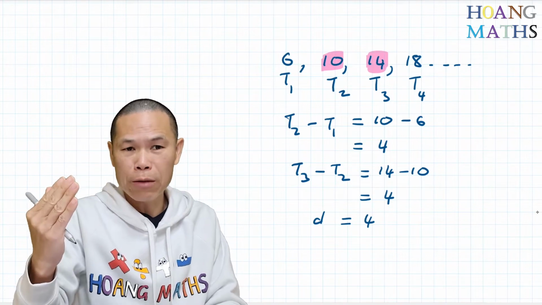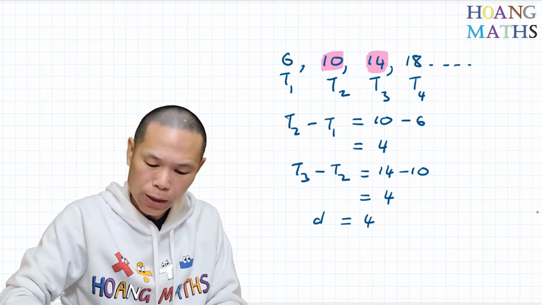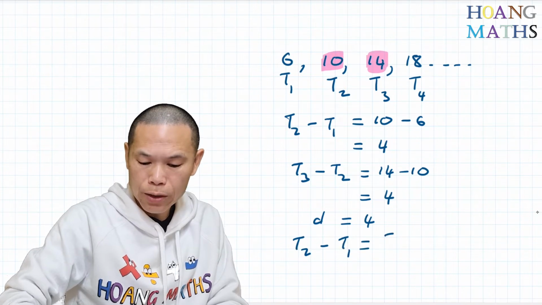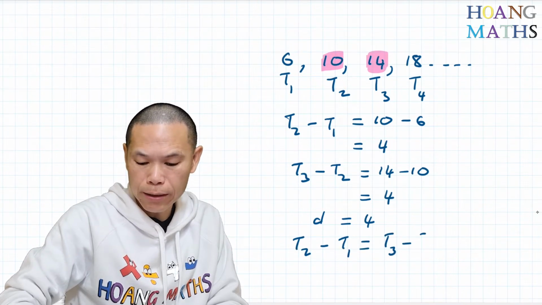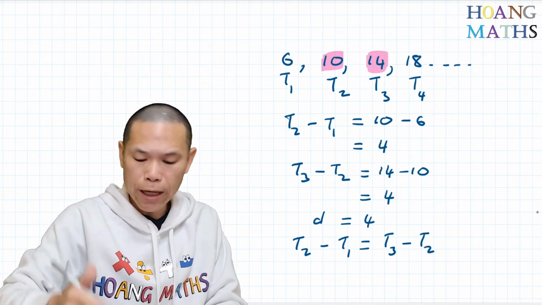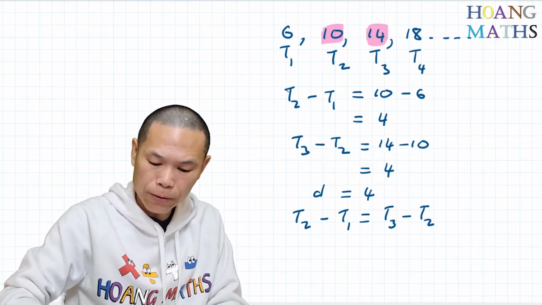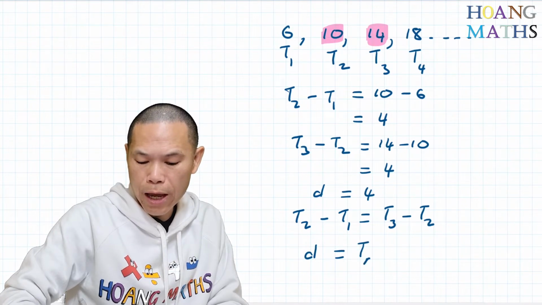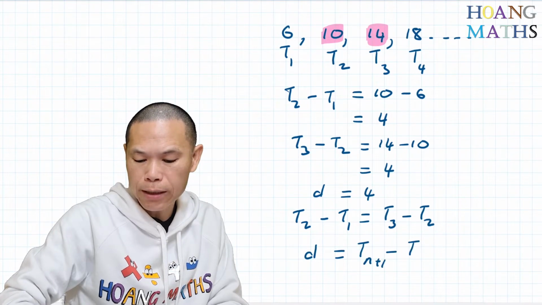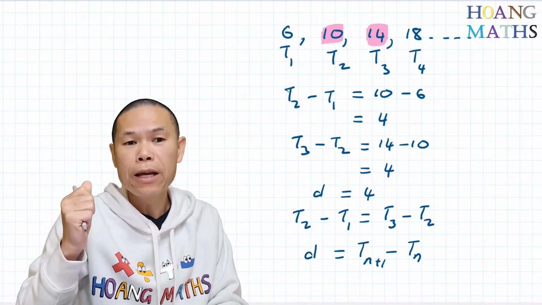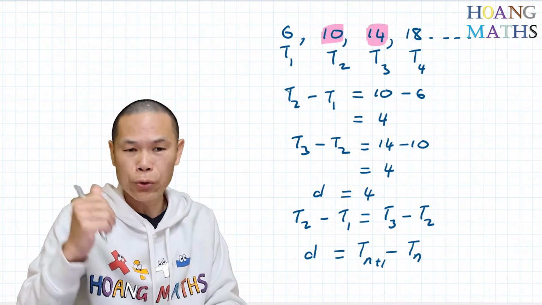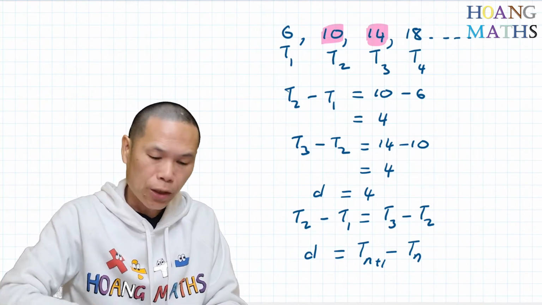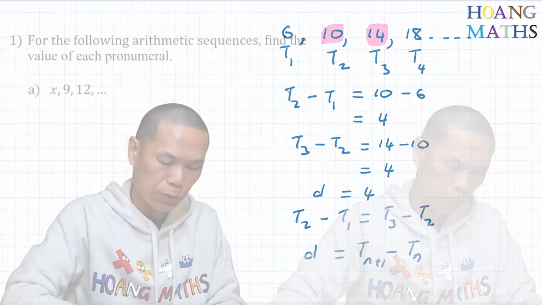So please keep that in mind. With an arithmetic sequence, term 2 minus term 1 is the same as term 3 minus term 2. So in general, the common difference D is term n plus 1 minus term n, or term n minus term n minus 1. So that is the common difference. Remember that for me. Let's go through a couple of examples.